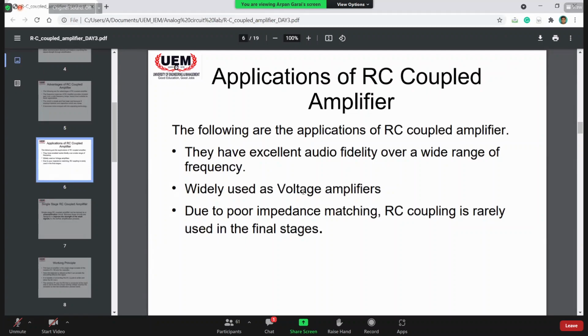The following are the applications of RC coupled amplifier. They have excellent audio fidelity over a wide range of frequency. It gives good amplification with a wide range of frequency, and is widely used as a voltage amplifier. Due to poor impedance matching, RC coupling is rarely used in the final stage. In the mid positions, the RC coupled amplifier is often used.